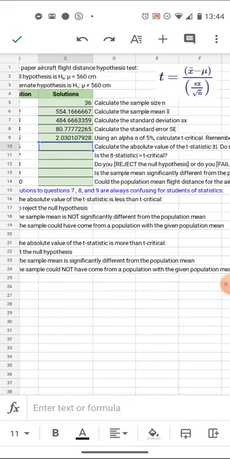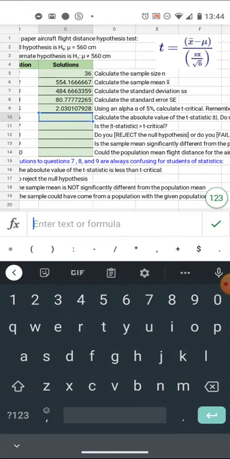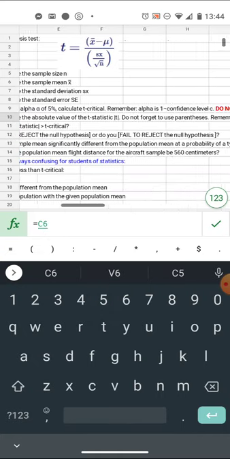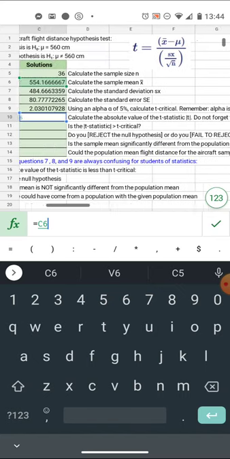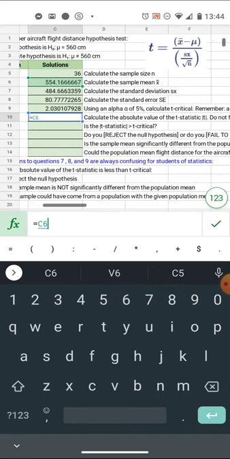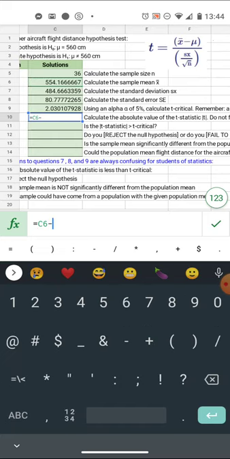Calculate the absolute. Now, the T statistic is the new part of this. The T statistic is the distance between the sample mean, the 554, and the expected population mean, which is up here, of 560. But if I just take the 554 minus the 560 and try to divide that by the standard error, I'll have an order of operations error.